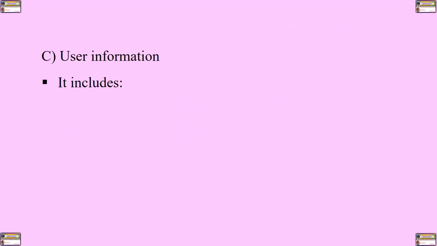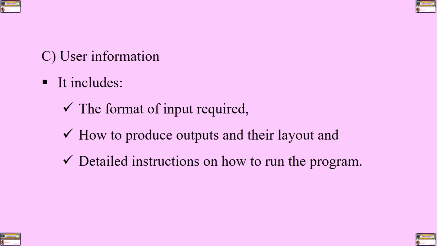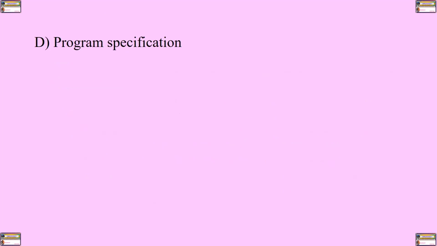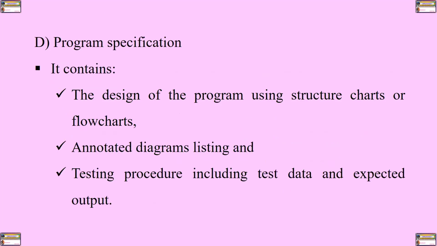Under the user information, we have the format of input required, how to produce outputs and their layout, and detailed instructions on how to run the program. Under the program specification, we have the design of the program using structure charts or flowcharts, annotated diagrams listing, and testing procedure, including test data and expected output.